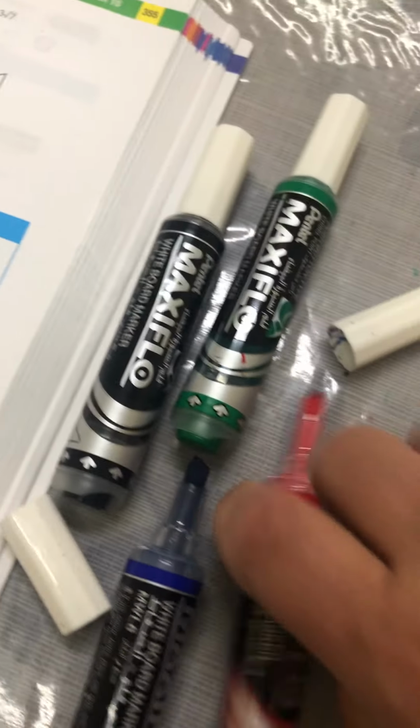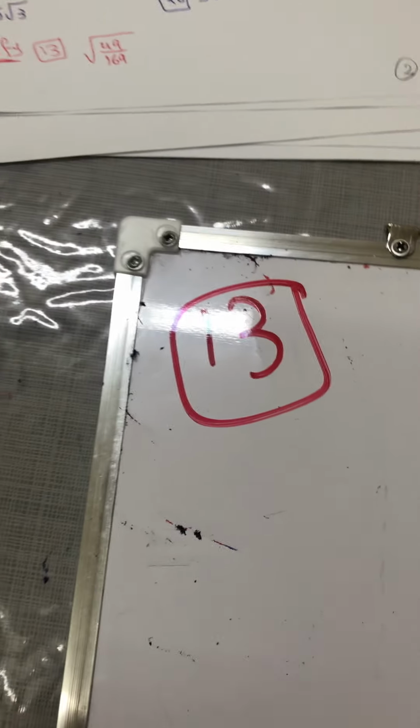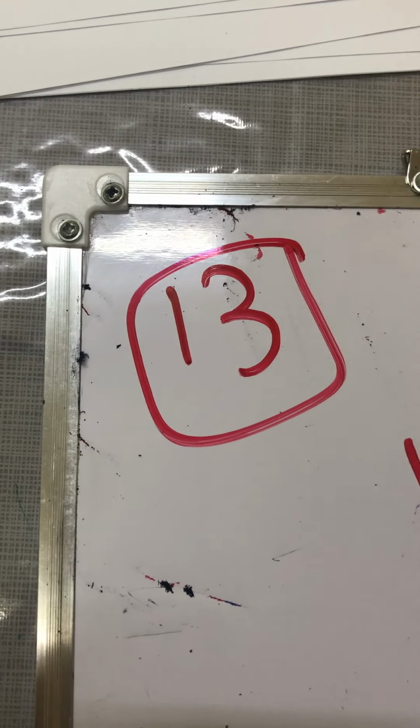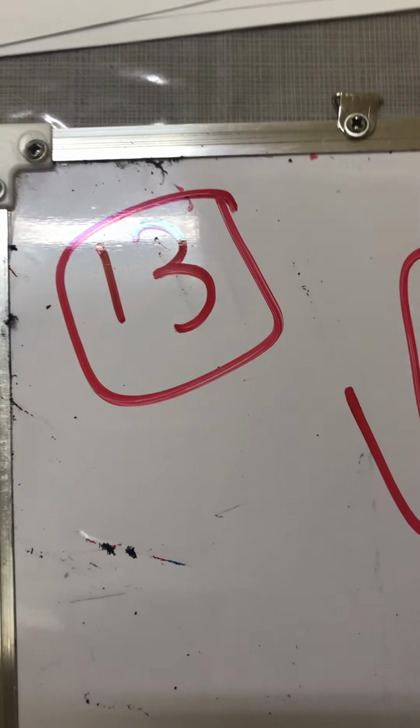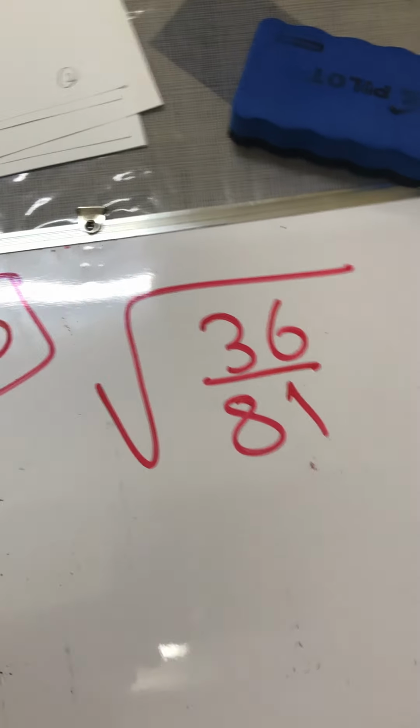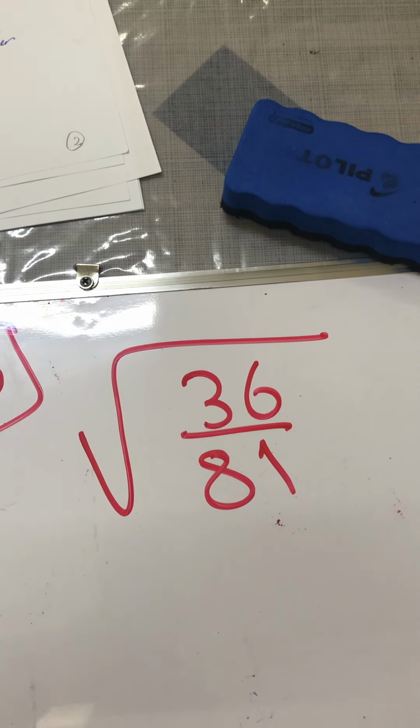I am still with you in exercise 3, page 354. I solved with you number 2, number 4, number 6, number 10, and now I want to solve number 13. In number 13, he asked me to simplify. Simplify what? Square root of this fraction, 36 over 81.